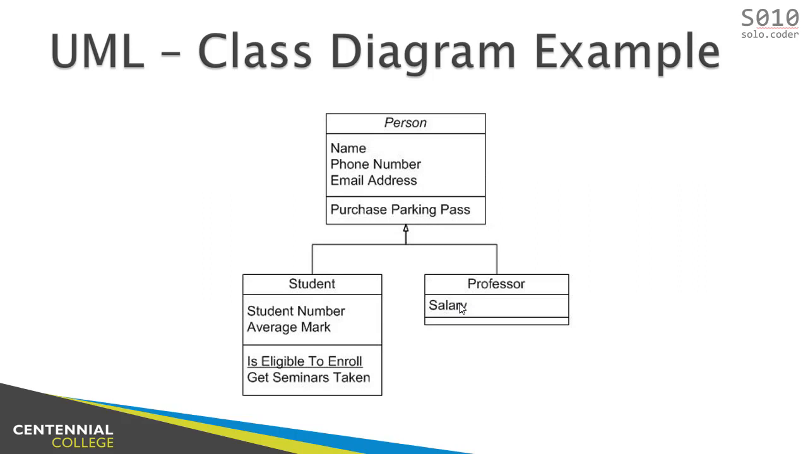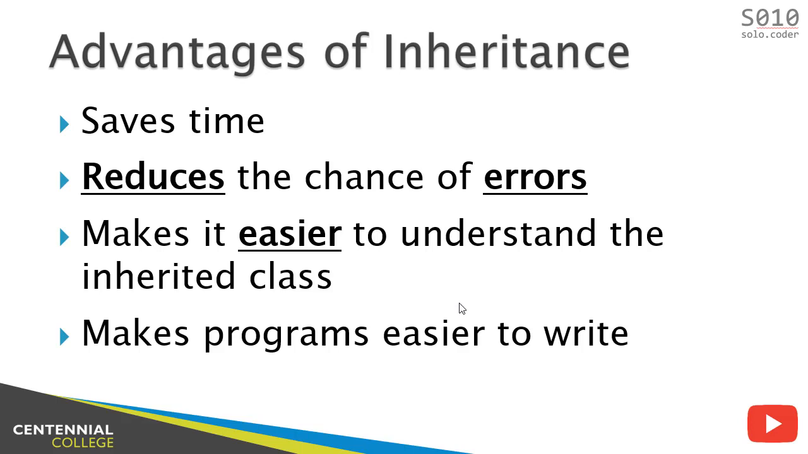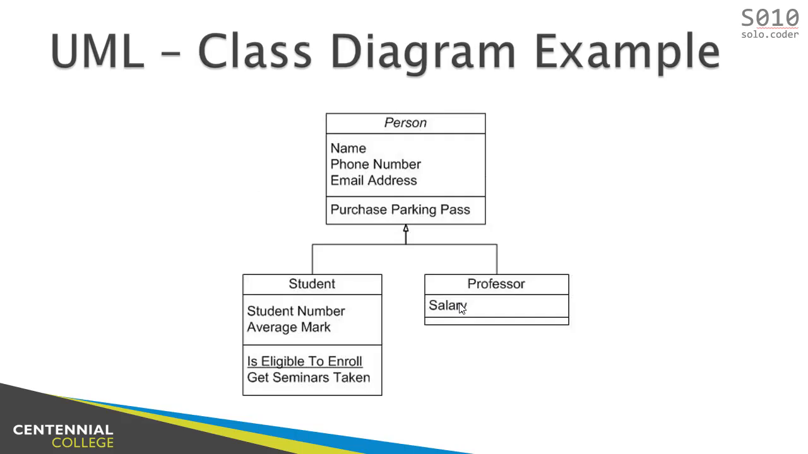We're not duplicating code. Coding is about coding less, not coding more, not duplicating code. So inheritance is a way that you can reduce code. If you look at the second point there, it talks about reducing the chances of errors. Why is that? Because now we only have one set of code here for person. We don't have person duplicated here in student, duplicated here in professor. We don't have two sets of code to maintain. We have one single set of code, okay?